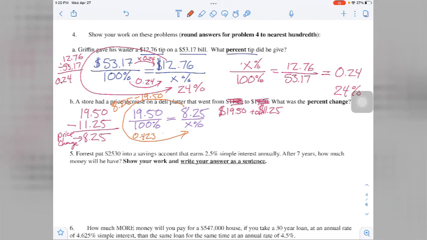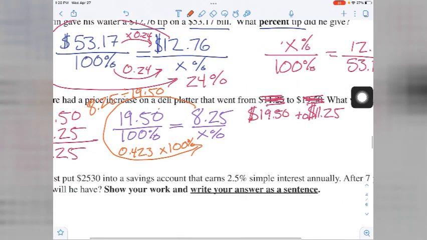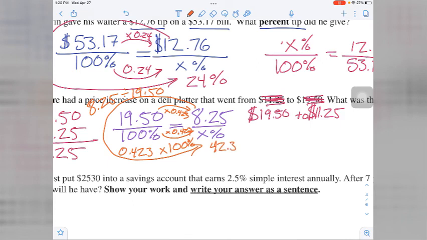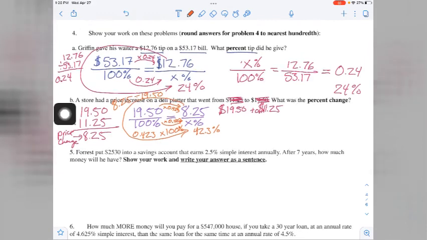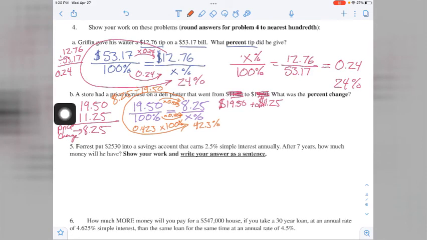And so what this means is that my multiplier, when I go this way, is 0.423. So I'm going to multiply 100% times the same thing, also times 0.423, and I get 42.3%. So that is the percentage that goes with the change. So the percent change here is 42.3.